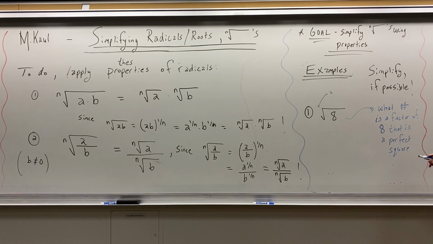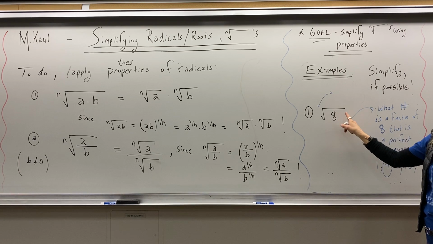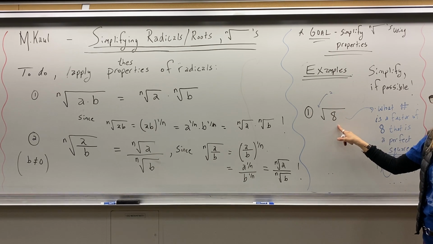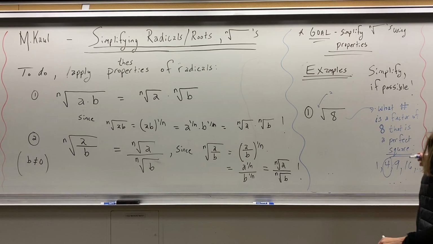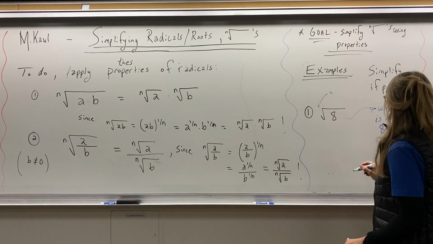So let's think of all our perfect square numbers. So our perfect square numbers are 1, 4, 9, 16, and so on. Okay. So we would say 4. And that's the only factor that is a perfect square here. Usually if we have a more in-depth problem, we might have 2 perfect squares at work, but you always take the largest.